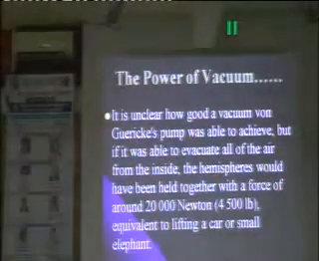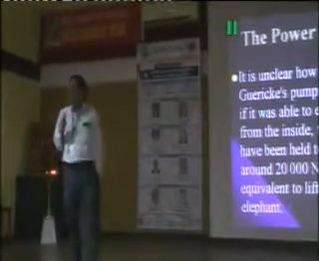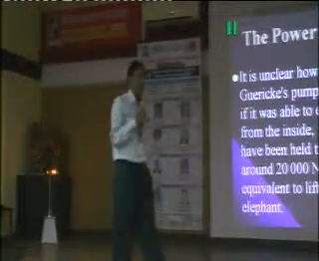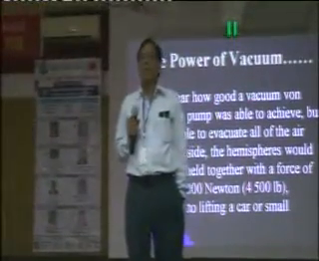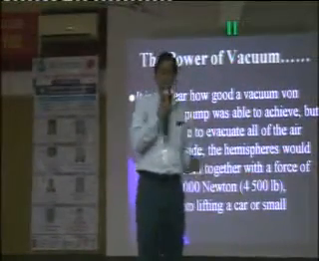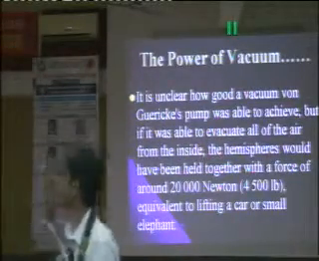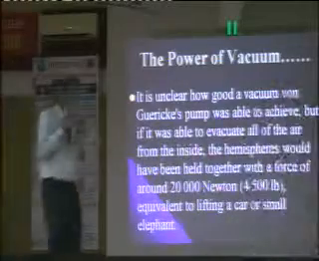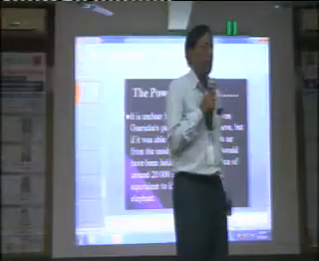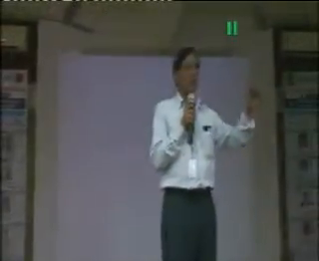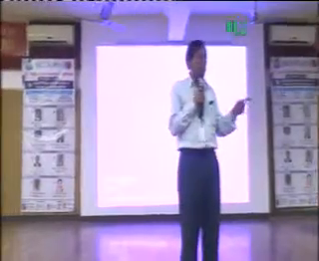Then what he did is he employed 16 horses on each side. A team of 16 horses on this side and 16 horses on that side. And then there was a tug of war, and even a team of 32 horses could not separate the two hemispheres, not joined by any glowing material or any kind of nuts and bolts. So that was the power of vacuum, and then the lean and thin fellow came, and he just released the air through the valve, and the two hemispheres separated from each other. So that's the power of vacuum.